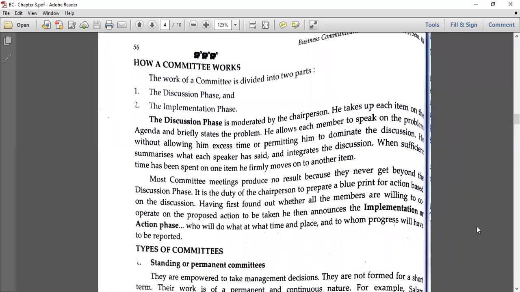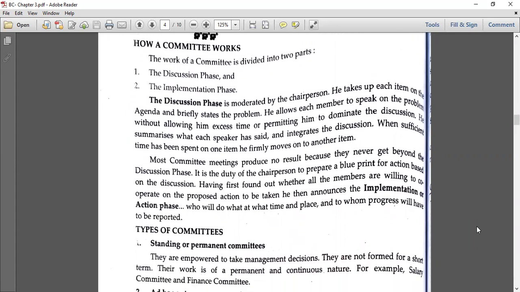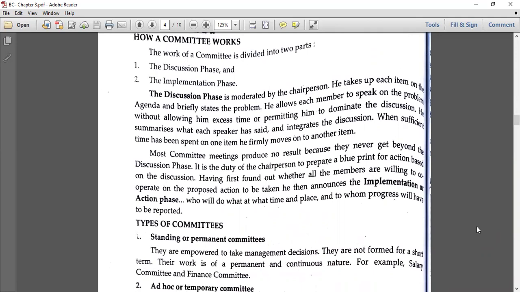So as we have seen, the committee works with a discussion phase and an implementation or action phase. Firstly, you discuss the problems, you discuss pros and cons and every dimension related to that topic. Most committee meetings produce no result because they never get beyond the discussion phase. But actually, there must be this phase of implementation or action where the solutions made during the discussion phase must be implemented and put into action so that there will be better progress of the company.